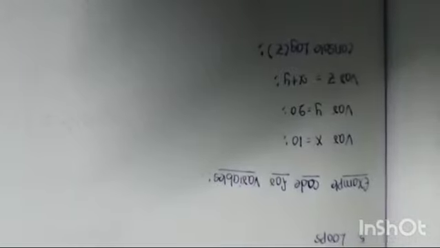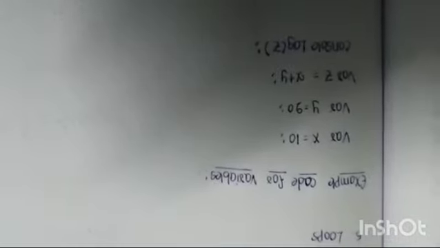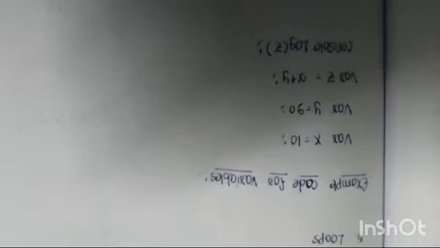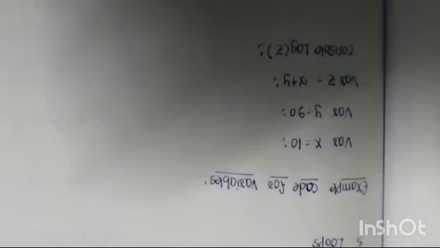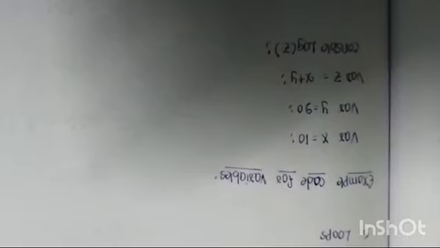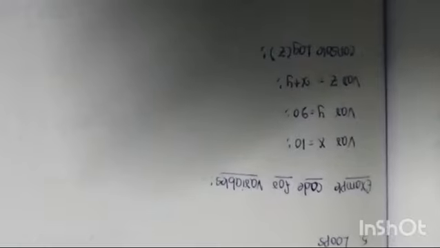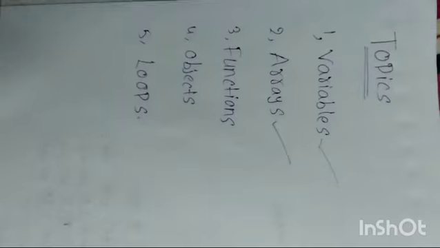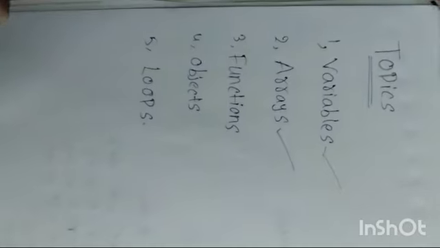This is the sample code of the variable, where we initialize two variables x and y with the values 10 and 20 respectively. It then calculates their sum and assigns the result to a third variable z. Finally, the output gives 30. This is the sample code of variable. Let us see the next topic, array.